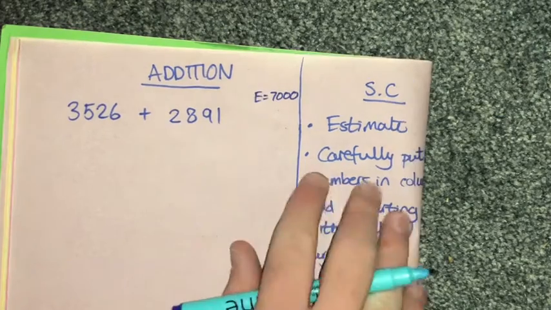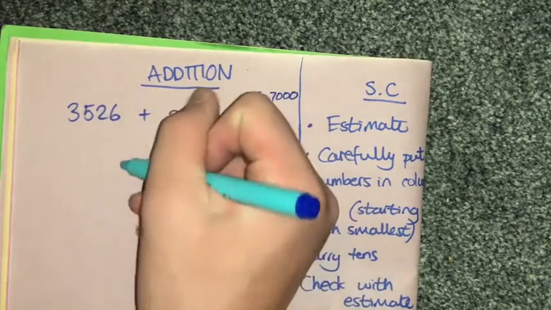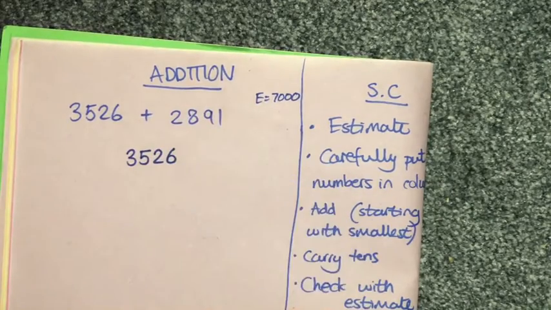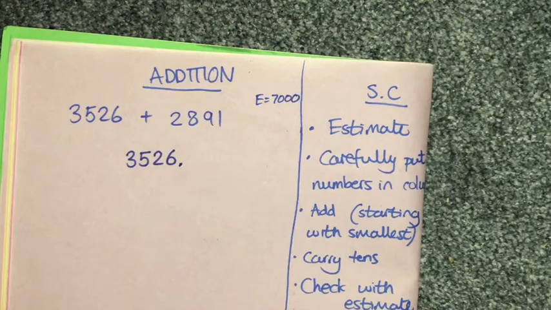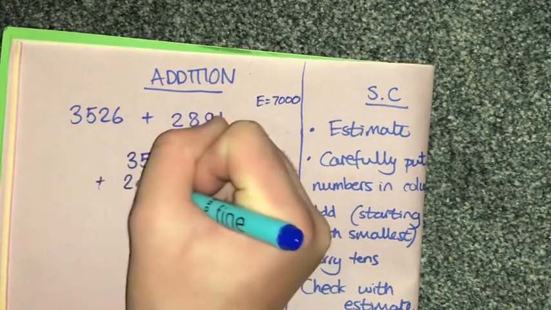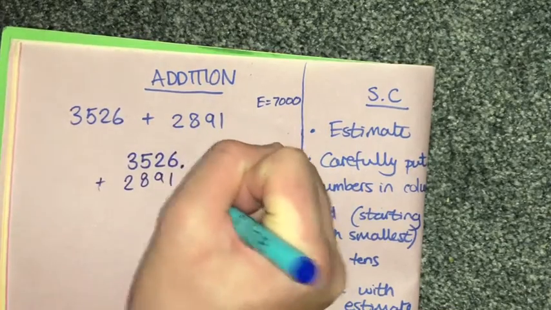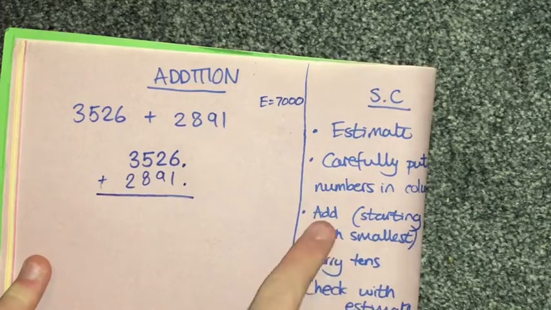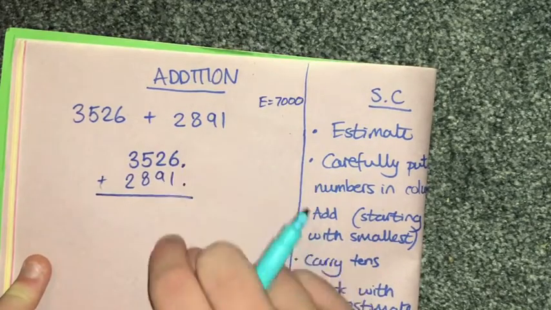Then next job, carefully put the numbers in columns. So I'm going to start with the biggest number, 3,526, and then get into the habit of putting a decimal point at the end. Okay, that's where the decimal point is, put it in. Add 2,891, and again I'm going to put my decimal point in.